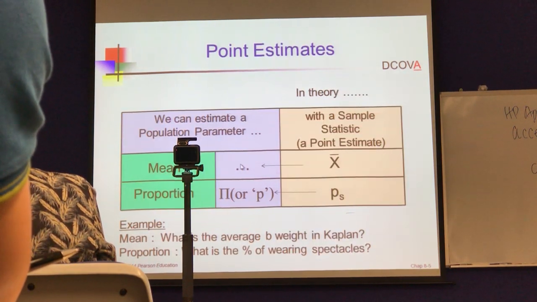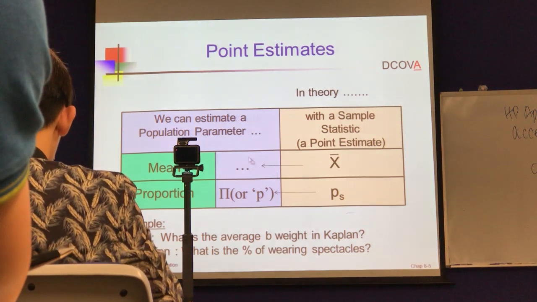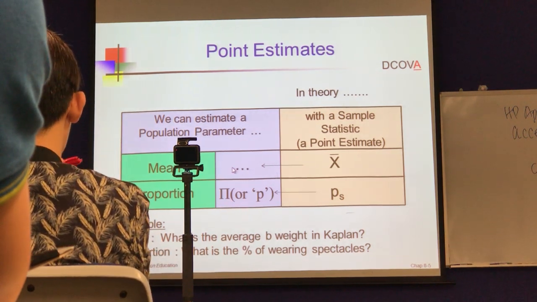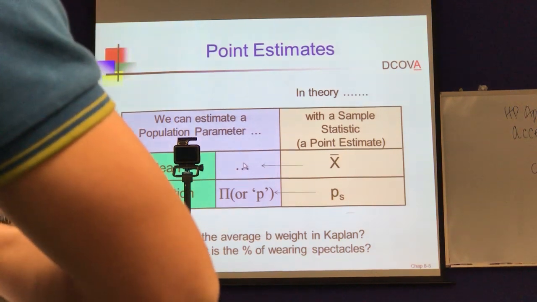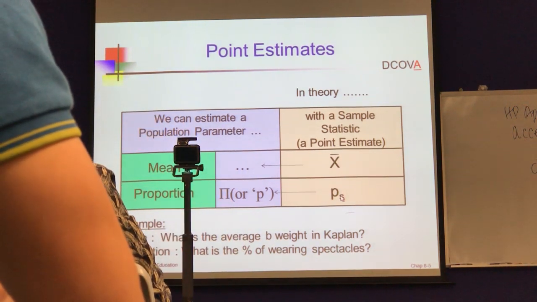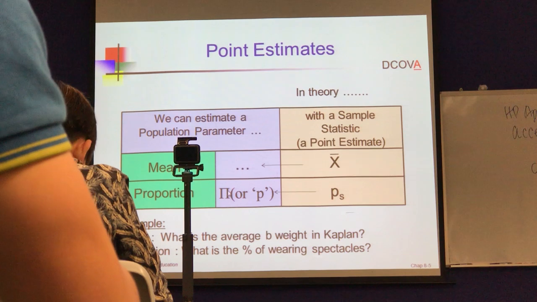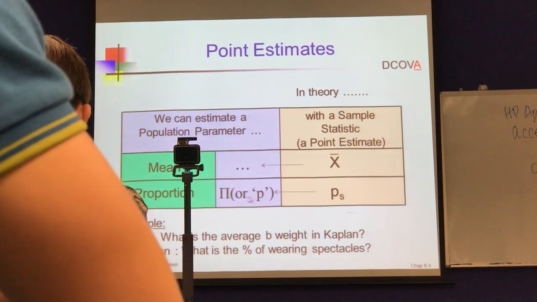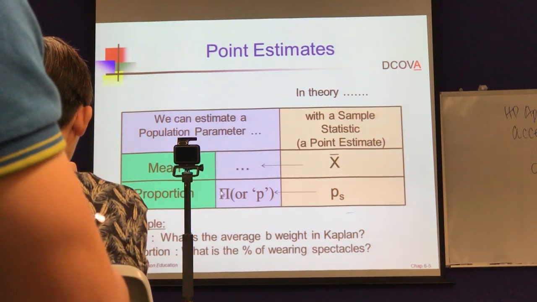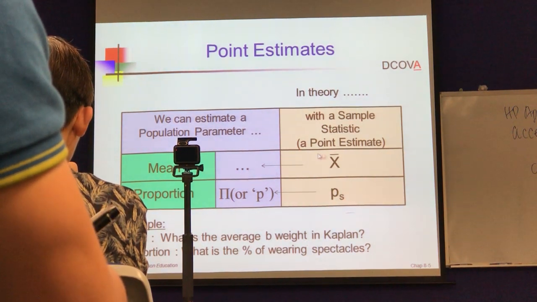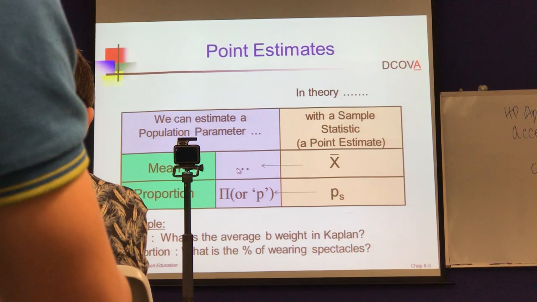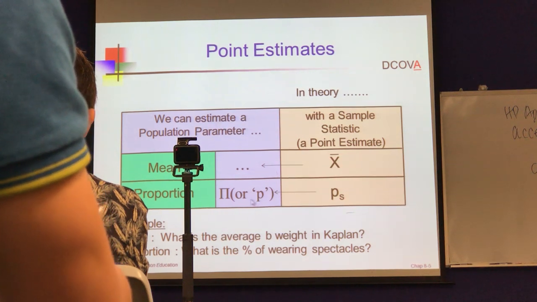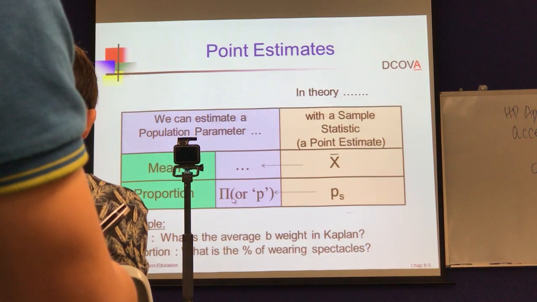X bar is used to estimate population mu, correct? So write down mu over here. Sample proportion is used to estimate population proportion. An example of the mean is: what's the average body weight in Kaplan? You use a sample body weight to find out the population body weight. An example of proportion is: what's the percentage of Kaplan students wearing spectacles? Is it 30% or 40%?